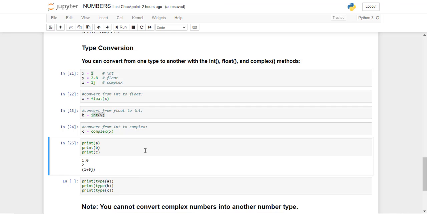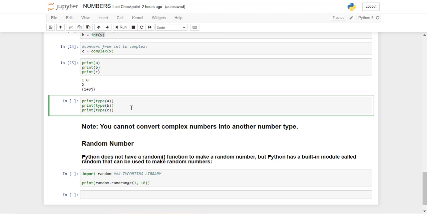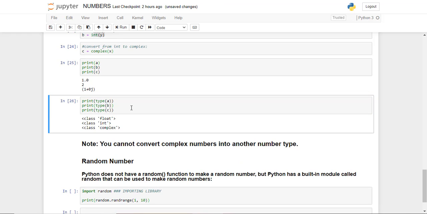The issue with complex numbers is that you cannot convert complex numbers back into a different number type. So you cannot take a complex number and say I want to make an integer or a floating point out of it. Let's check the types of these numbers and see what Python comes up with. So this indicates that our conversions were successful. We converted an integer into a float, a float into an integer, and an integer into a complex. All three were good.